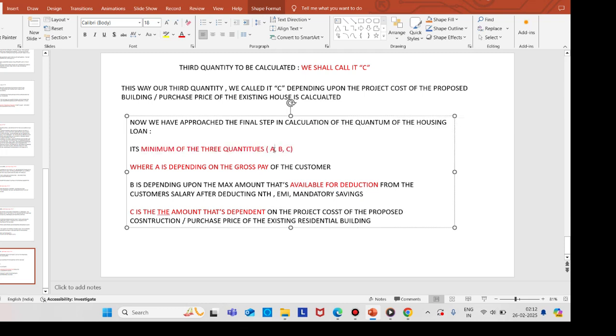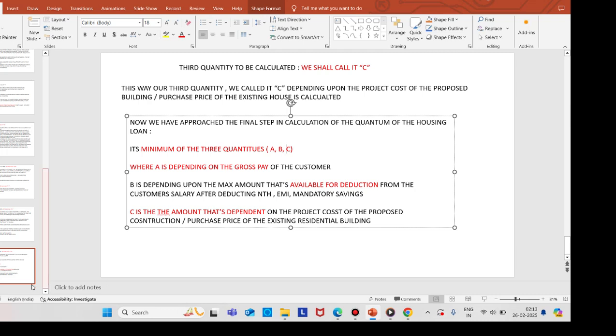So even if the gross pay into 72 is 1 crore, if B is simply 20 lakhs, depending upon the net pay, we'll be giving only 20 lakhs. Even in such a case, C may be 50 lakhs or 2 crores, because the person may be going for a big home which requires 10 crores. But if B is 20 lakhs, we'll be giving only 20 lakhs to the customer.